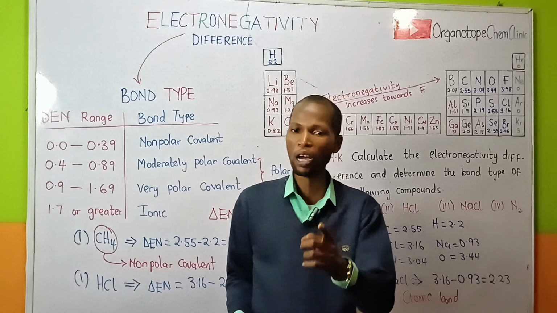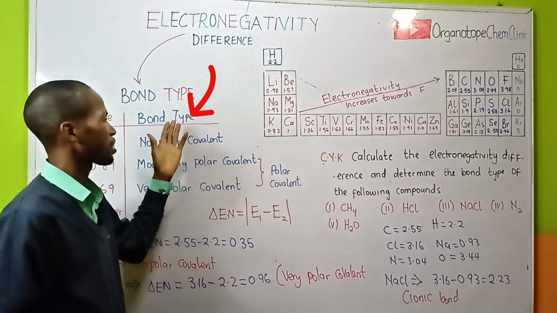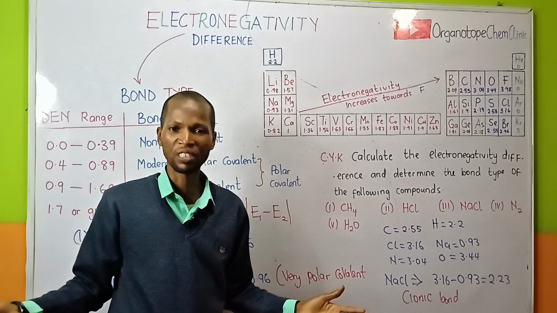So I would like you to pause the video while you answer the fifth question, water molecule. So with this, we've been able to justify the bond type from the electronegativity difference.